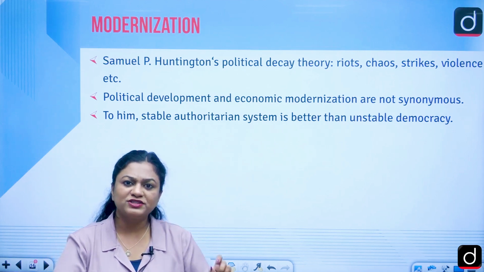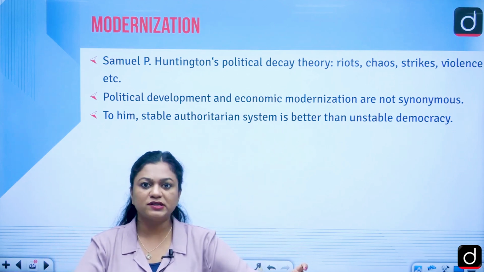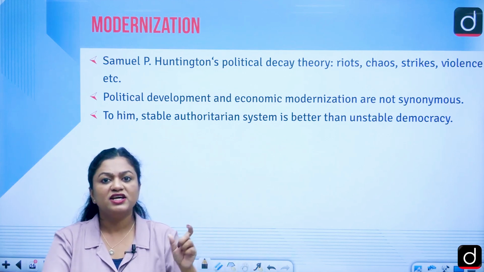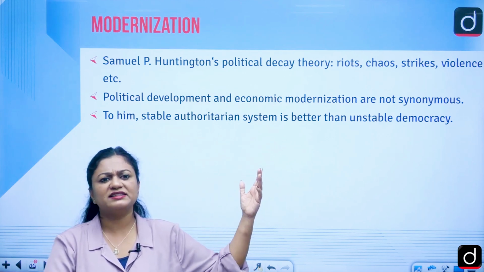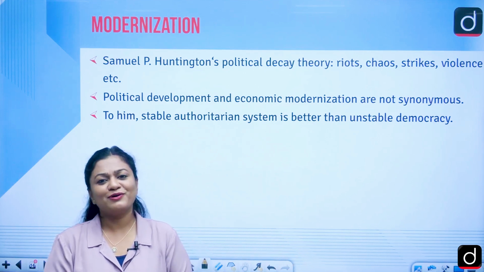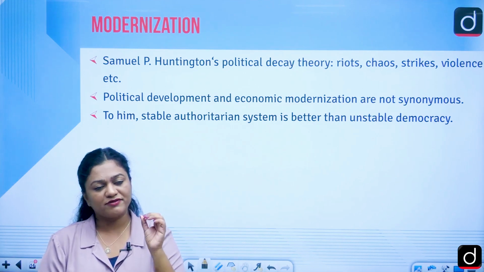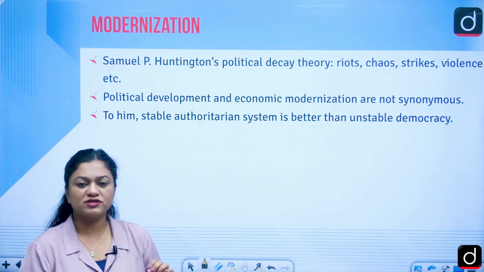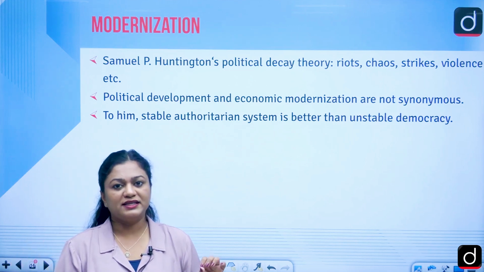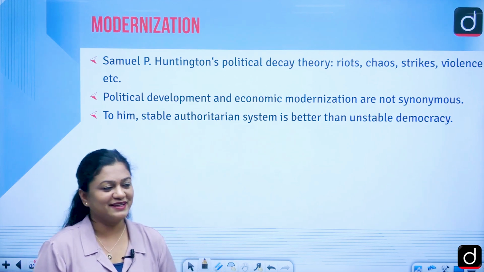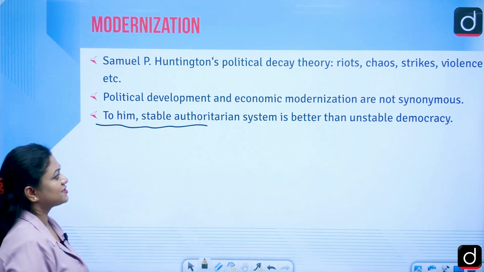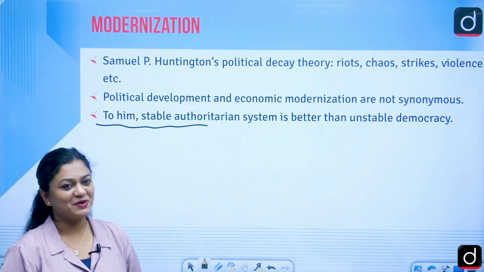So, whether the institutions are capable of coping with it or not, if not, then it will lead to political decay, chaos, strikes, violence, and many other issues. So, how to cope with it? You have to first strengthen the institutions, which is very important according to Samuel P. Huntington, and he gave the idea of political decay. That's why he said a stable authoritarian system is better than an unstable democracy.